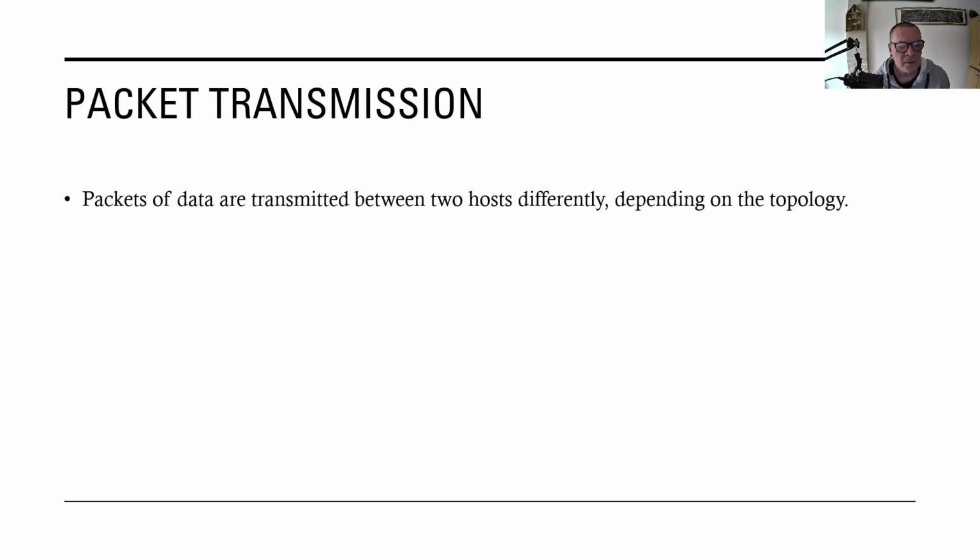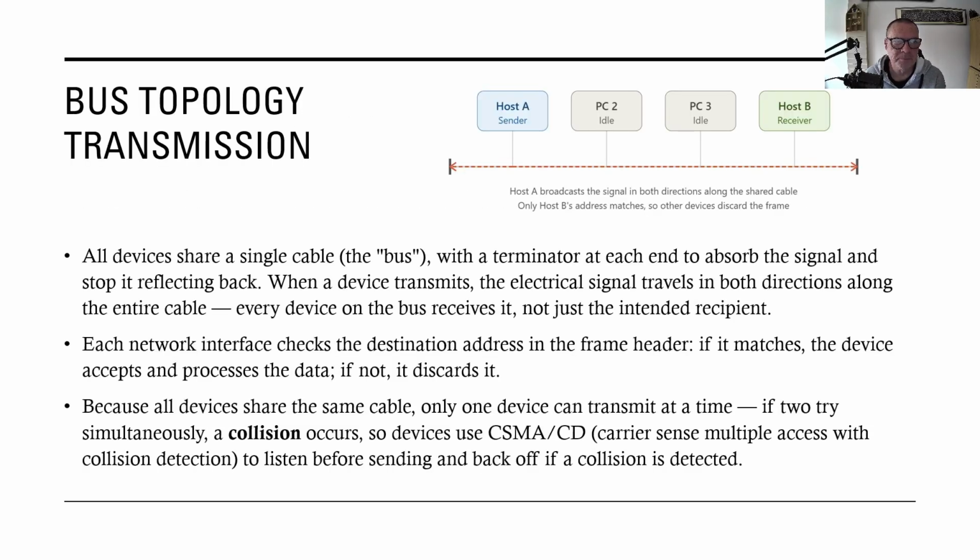Now, in all of these, packets are actually sent between the devices in the networks. So if we're using something called packet switching, we'll be sending packets of data around. Depending on the topology that we're using, the way the packets actually transmit is different. In a bus topology, there's a single cable and all the packets have to go along that single cable.